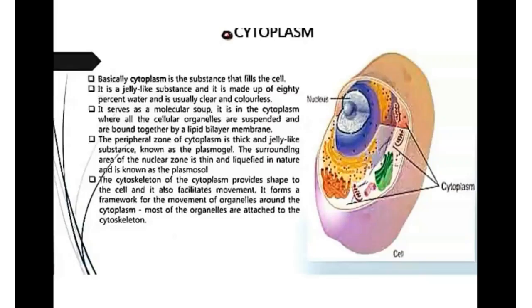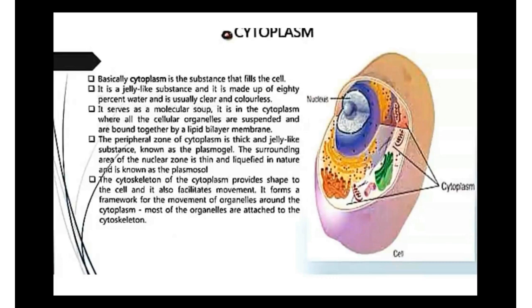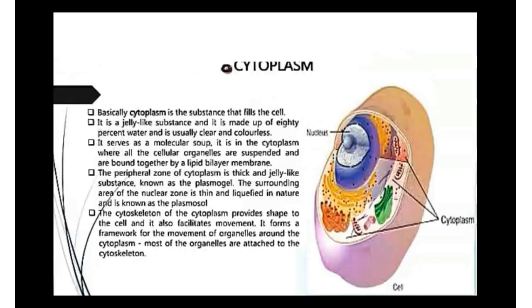Okay, so the cytoskeleton of the cytoplasm provides shape and also facilitates movement. All your organelles are suspended in water, like an ocean, and these organelles are floating in it. Why? Because the movement will be faster. It forms a framework for the movement of organelles around the cytoplasm, so easy movement of everything will be possible in this structure.